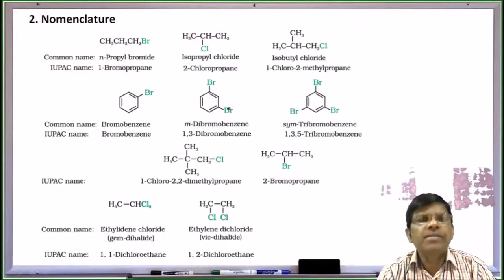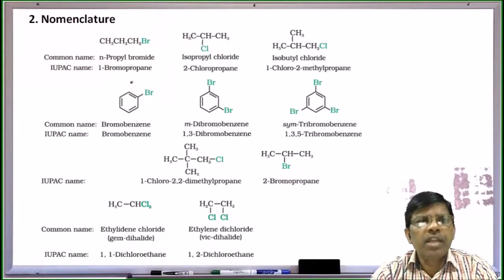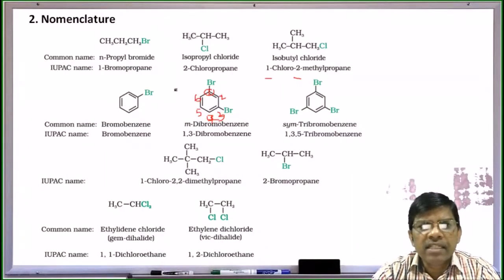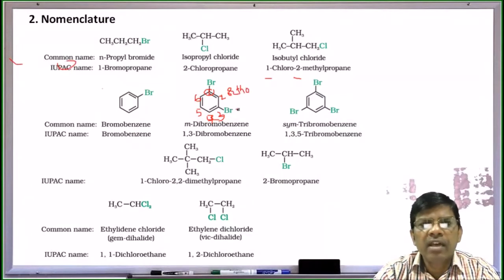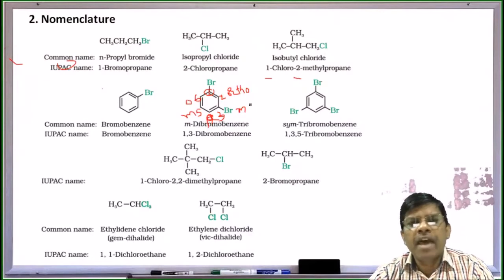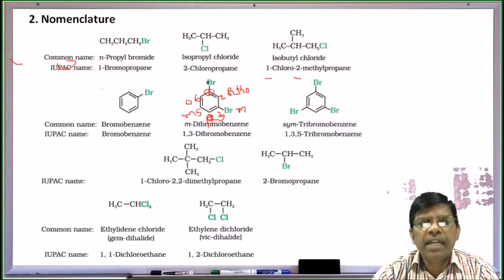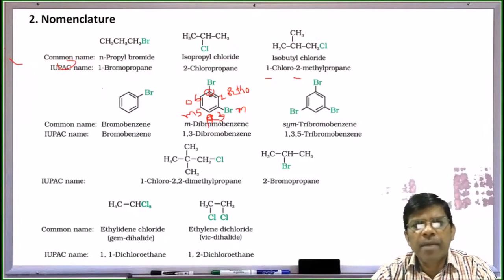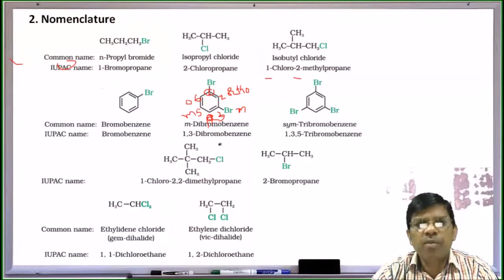We follow common names as well as IUPAC names. So for example, n-propyl bromide, isopropyl bromide, isobutyl chloride. When it comes to haloarenes, in the common name, this is ortho position, and this is meta, this is para. Also meta, this is also ortho, meta, para, OMP, right? So meta-dibromobenzene, or when it comes to IUPAC nomenclature, you have to give the numbering 1 and 3, 1,3-dibromobenzene. And in this case 1,3,5-tribromobenzene.